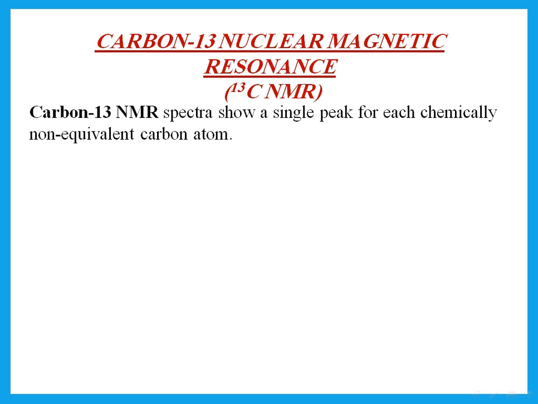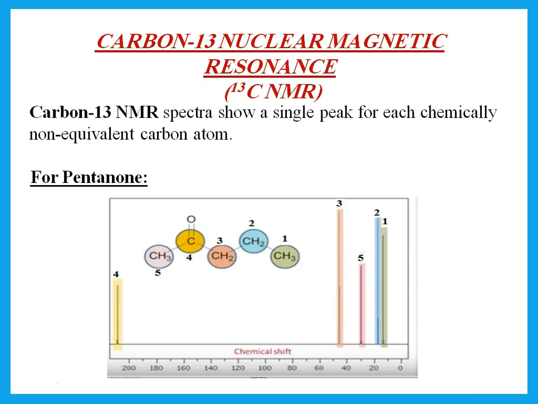Okay, so let us take a look at carbon-13 NMR first. The carbon-13 NMR will show a single peak for each chemically non-equivalent carbon atom. What does that mean? It means that if we're looking at something like pentanone, how many types of carbon atoms do we have? We have one that is CH3 that is further away from the C=O. So this will give a peak that is at the beginning, on the right of the spectrum.